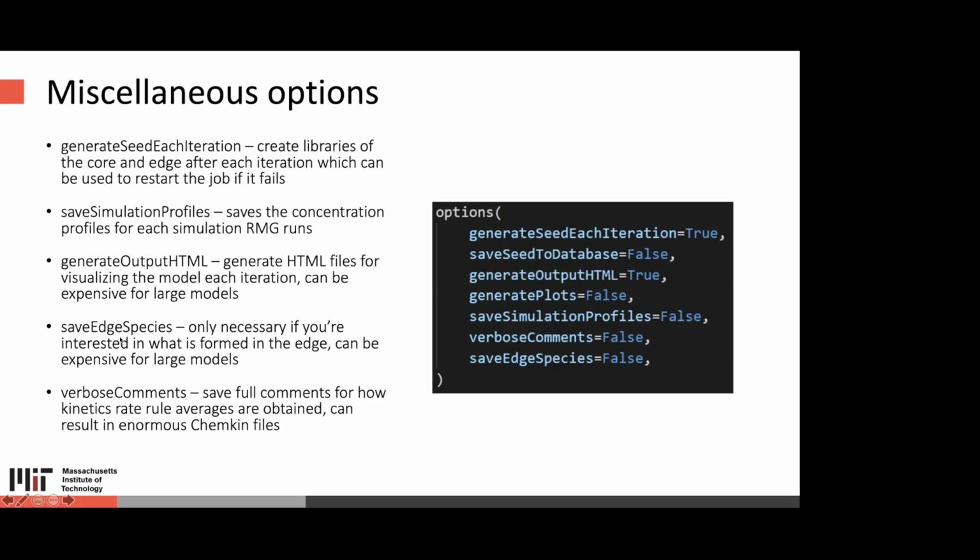And for save edge species, you will only need it if you're interested in looking at what is formed in the edge. And usually, from my experience, the file size could be very, very large for large models. And for verbose comments, it will save the full comments for how the kinetics rate rules averages are obtained or calculated, and can result in very large chemkin files. So yeah, you always have the option to turn it on.